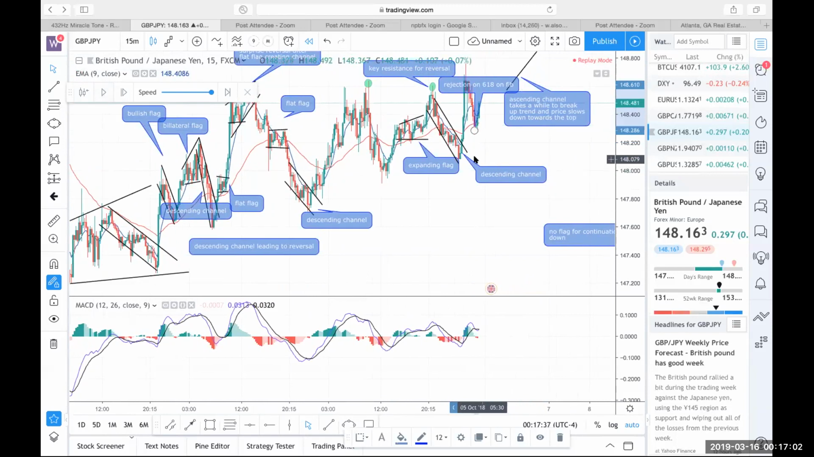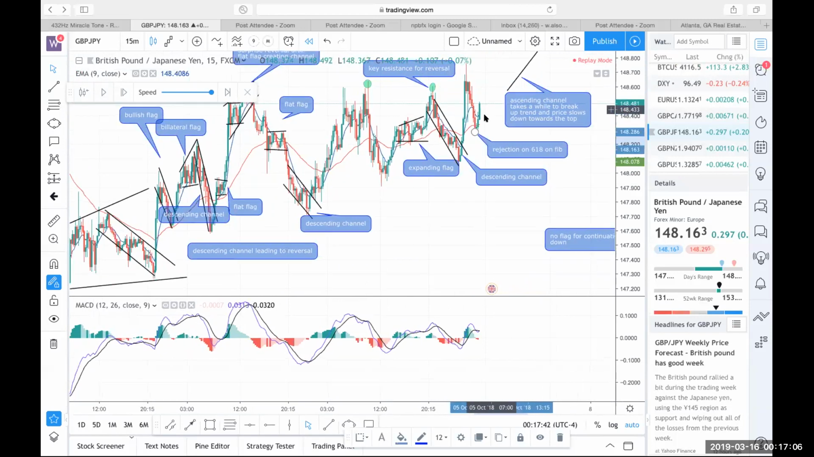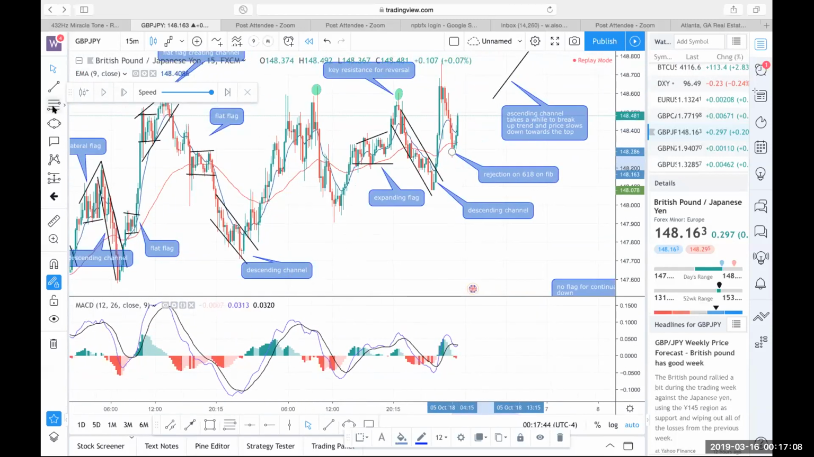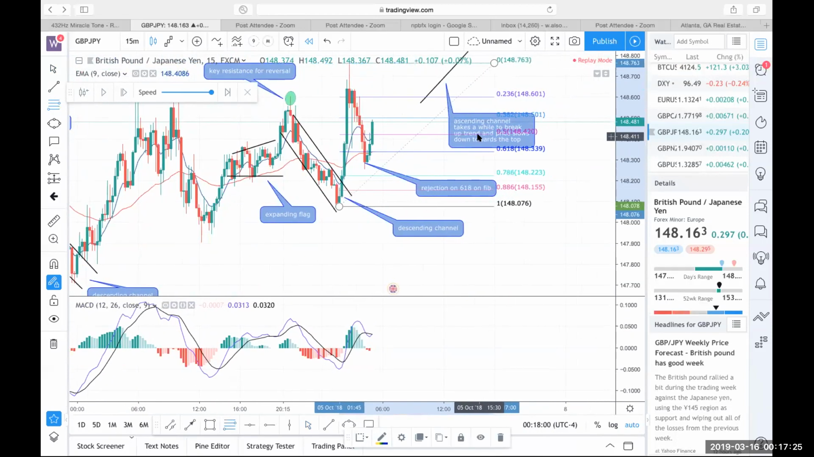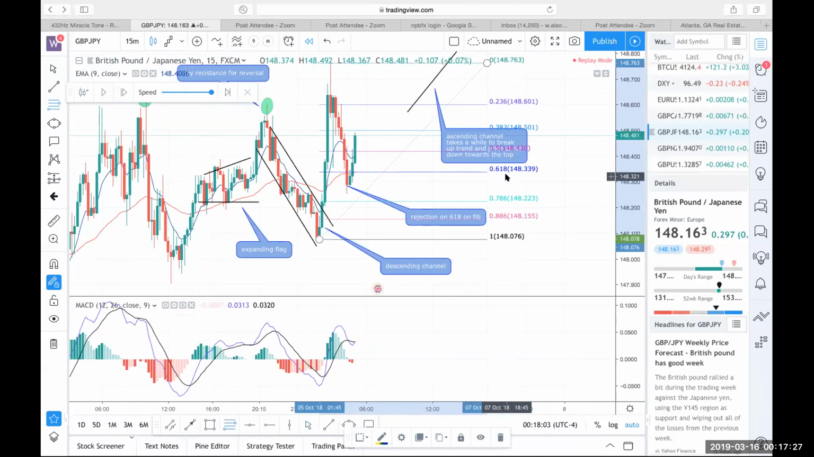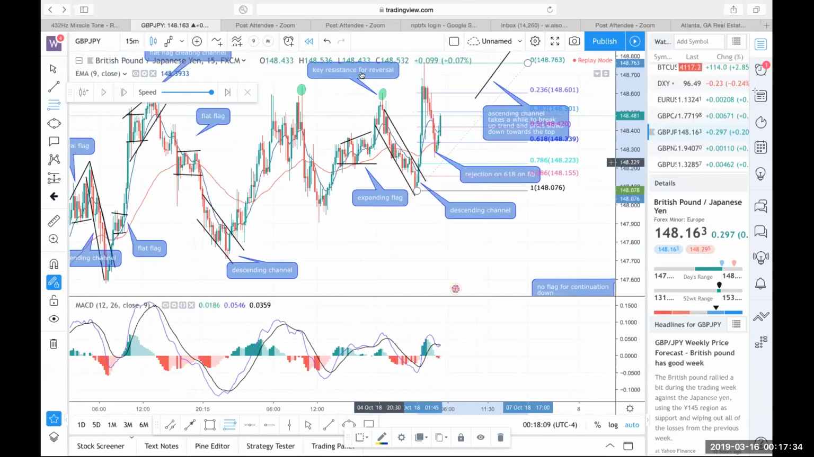Now we got a descending channel. Right here is a rejection on my 618 for my Fibonacci, and I will show you all that retracement tool for my flag. Oh, actually it's further. I stand corrected. 786, right in between. Can you all see that? Yep. So I had a rejection and it continued to the upside.